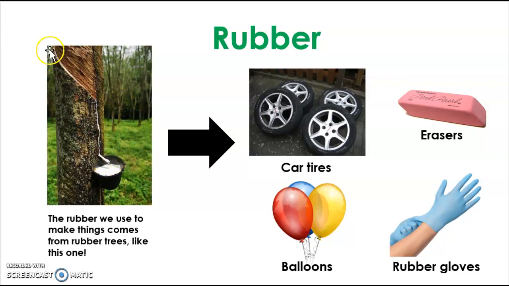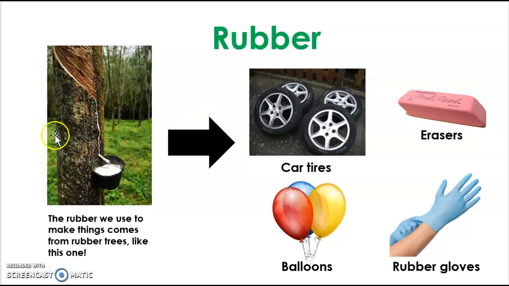You see this white liquid here inside the rubber trees? This is called sap. And the sap is taken through a small hole in the tree. It looks like yellow milk. This white and yellow colored liquid is called latex. Latex is what turns into rubber.